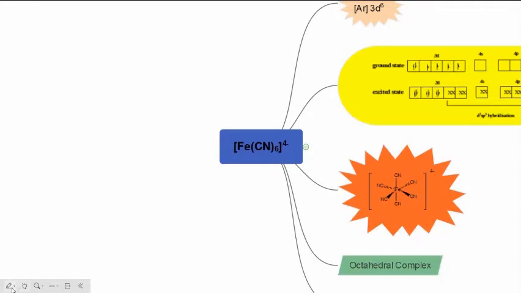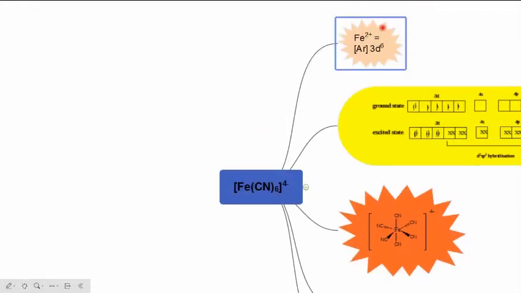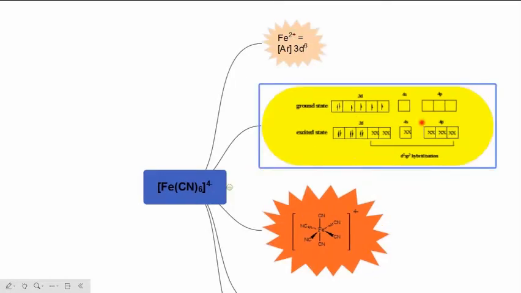Here the complex has argon 3d6 configuration. The 6 electrons are arranged according to Hund's rule of maximum multiplicity, and the 6 ligands donate 2 pairs of electrons and form the d2sp3 hybridization. This complex has octahedral geometry. It does not contain any unpaired electron in its excited state, so this complex is diamagnetic in nature.